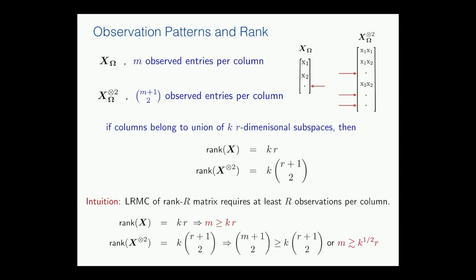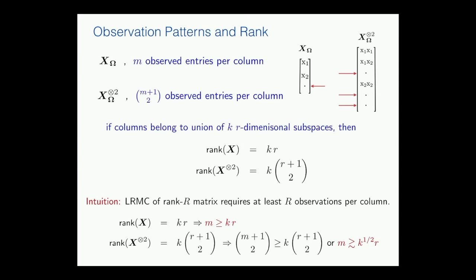So if the rank of the original data matrix is k times R, and I'm observing m samples per column, then that result is telling me that m has to be bigger than k times R. If I look at the quadratic representation, the rank is k times R plus 1 choose 2. The number of observations per column is m plus 1 choose 2. And so if I repeat that same line of reasoning, I'll have this requirement on m. And if I reduce that down, it's telling me that in this quadratic representation, I need m only to be bigger than the square root of k times r instead of k times r. At least that's what the intuition suggests.